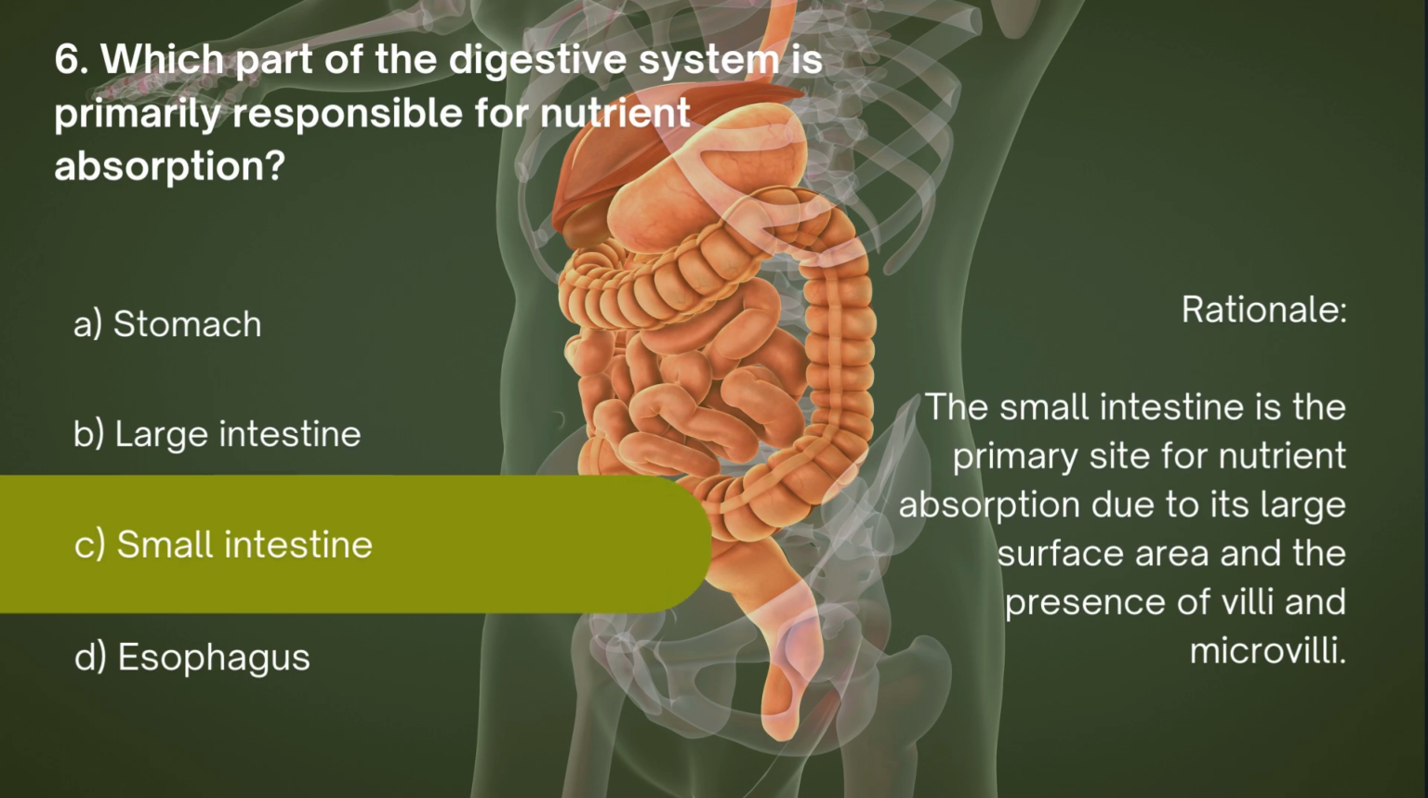Rationale. The small intestine is the primary site for nutrient absorption due to its large surface area and the presence of villi and microvilli.